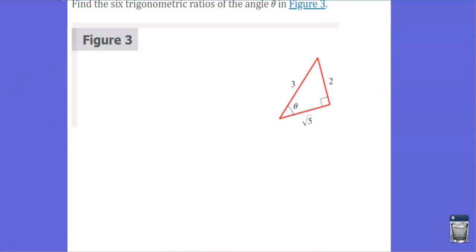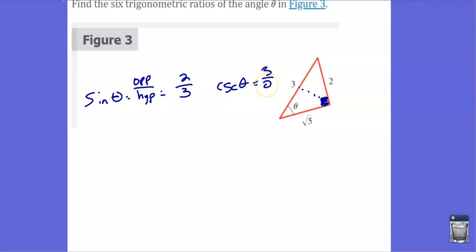All right, so let's say this problem says find the 6 trig ratios of the angle theta in figure 3. Again, sine of theta is opposite over hypotenuse. Here's theta, so opposite over hypotenuse would be 2/3. Keep in mind the right angle is here, so the hypotenuse is opposite of that, 3. And always remember the hypotenuse is always the longest side. So sine is that, which means cosecant of theta is 3/2. Remember, it's just the reciprocal.